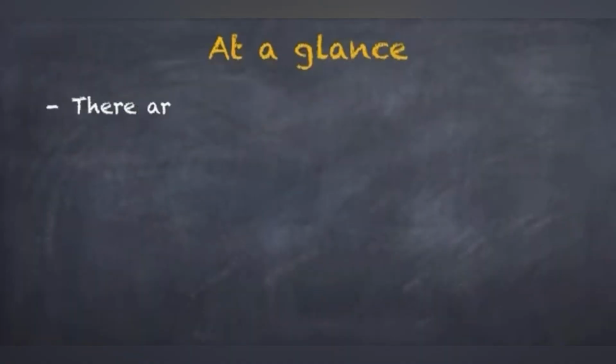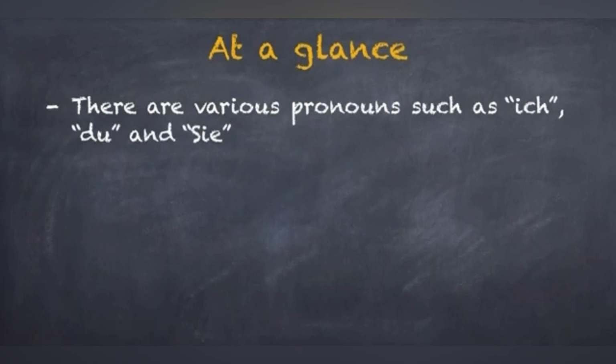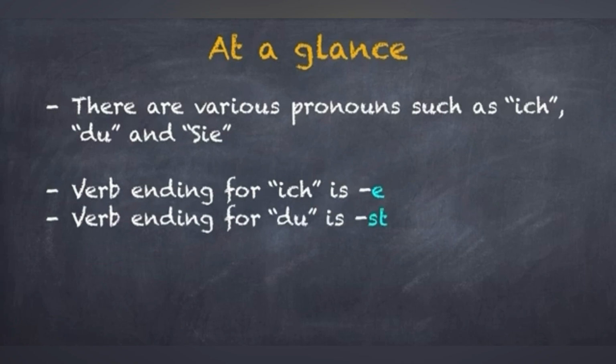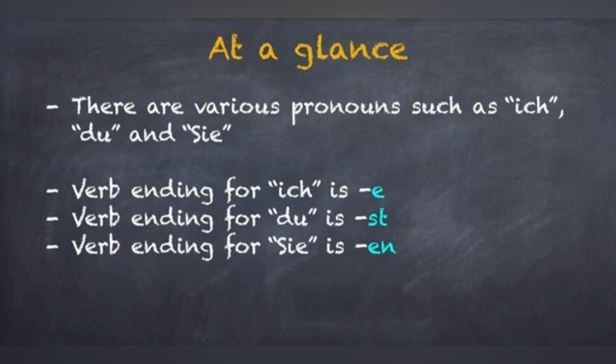Very good. Now let's summarize what we have learned. There are various pronouns in the German language. Ich, du and Sie are some of them. Other pronouns will be done in a different video. The verb is conjugated according to the subject in the sentence. The ending for ich is e, for du is st, and for Sie is en. There are some different types of verbs known as irregular verbs.